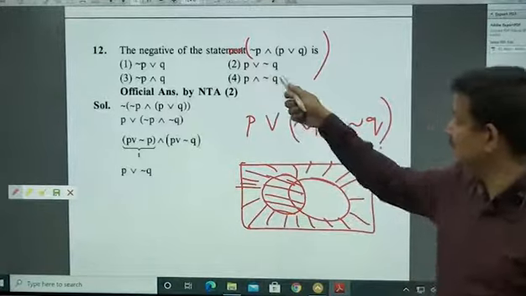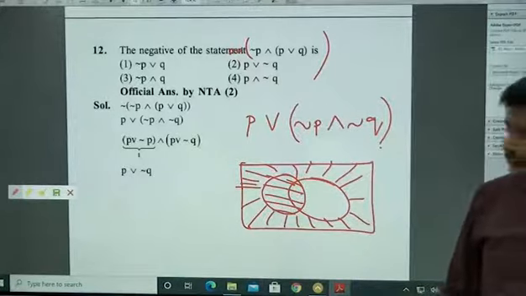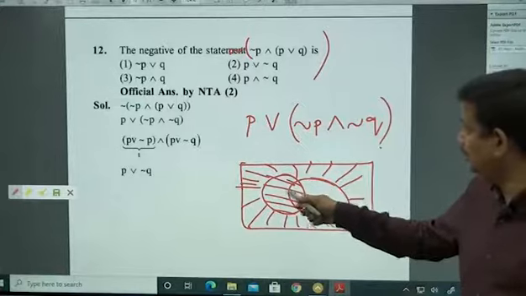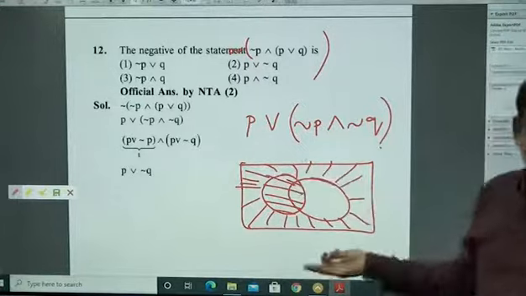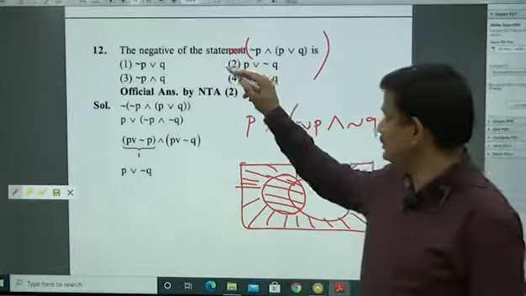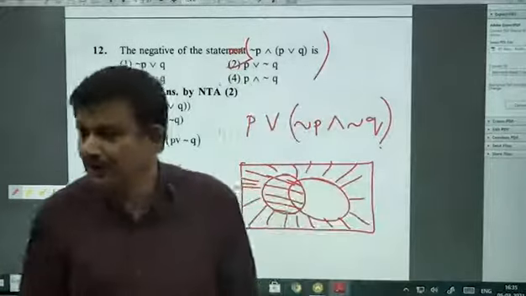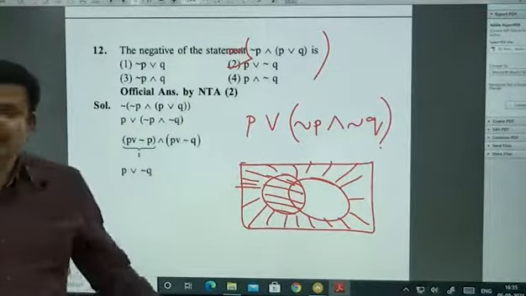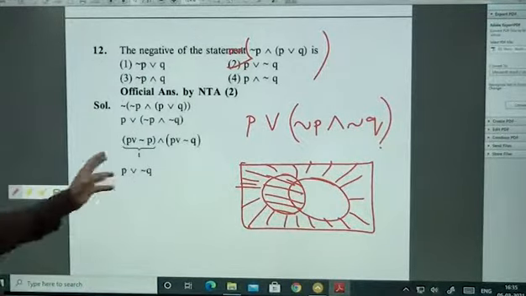Second one is what? P or negation Q. It is P, everything is there, or negation Q outside of Q. Absolutely fine. So second one is your answer. Okay. So you need not go for much analytical discussion. Just understand this on a Venn diagram, and still you will be able to do it. Analytical also not a big problem.